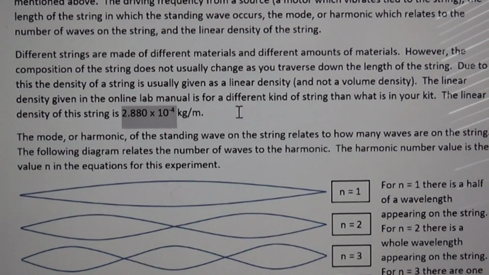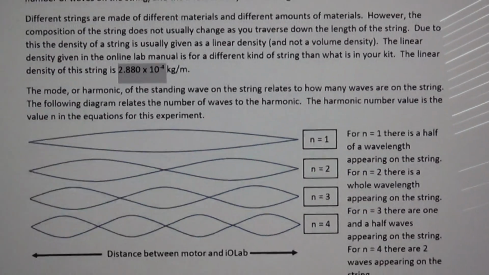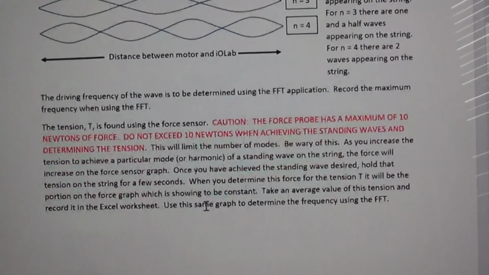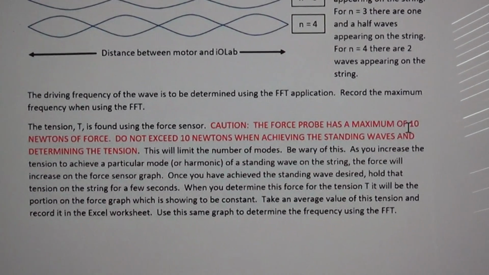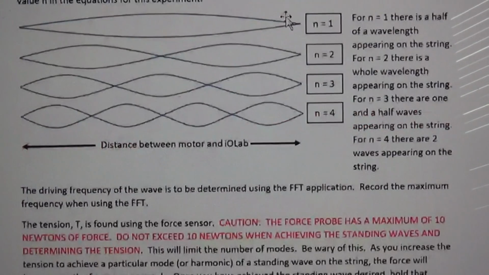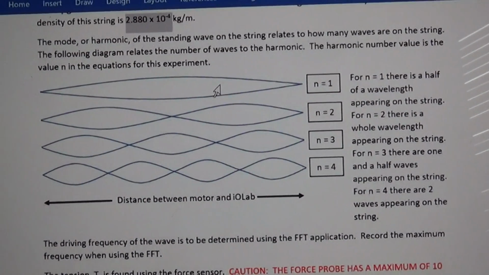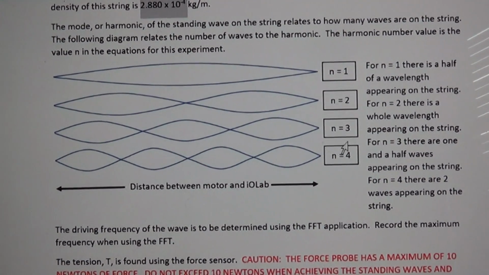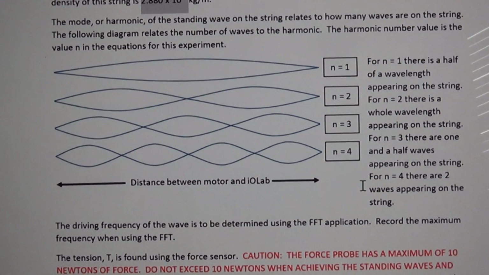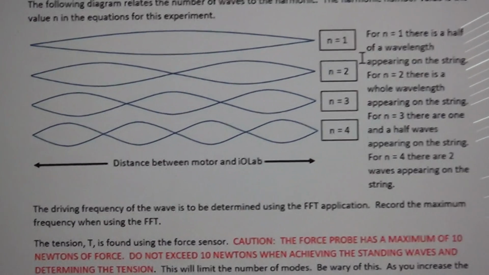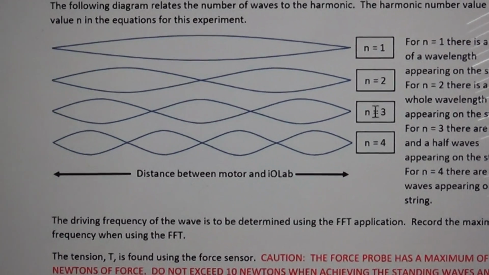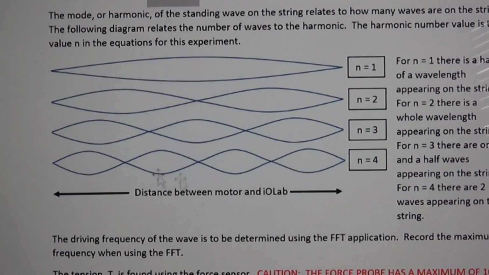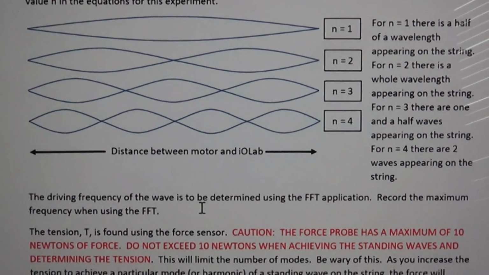Okay, so back down here, I say caution, the force curve has a maximum of 10 newtons. Do not exceed 10 newtons. Of course, n equals 1 would exceed 10 newtons. We're not doing n equals 1. We're doing n equals 2, n equals 3, n equals 4, and we're going to do an n equals 5. So n equals 2 has 2 antinodes. N equals 3 has 3 antinodes. N equals 4, of course, is 4 antinodes, and n equals 5 will have 5 antinodes.